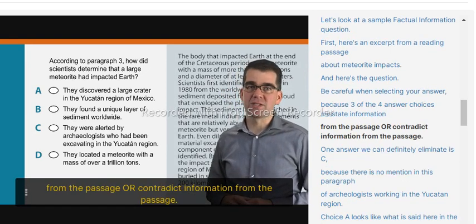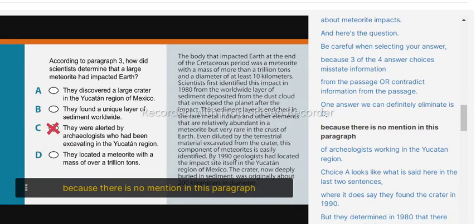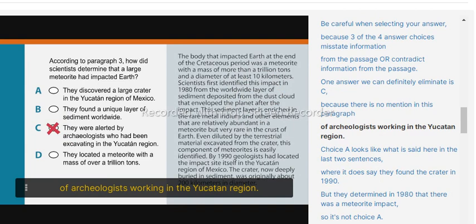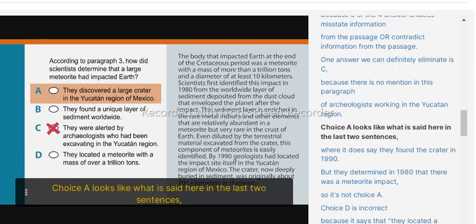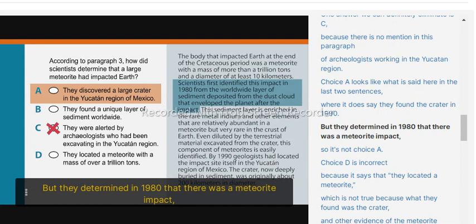One answer we can definitely eliminate is C, because there is no mention in this paragraph of archaeologists working in the Yucatan region. Choice A looks like what is said here in the last 2 sentences, where it does say they found the crater in 1990, but they determined in 1980 that there was a meteorite impact, so it's not choice A.